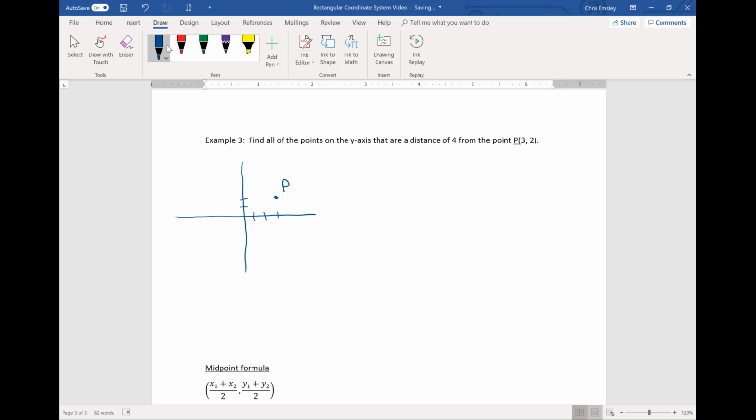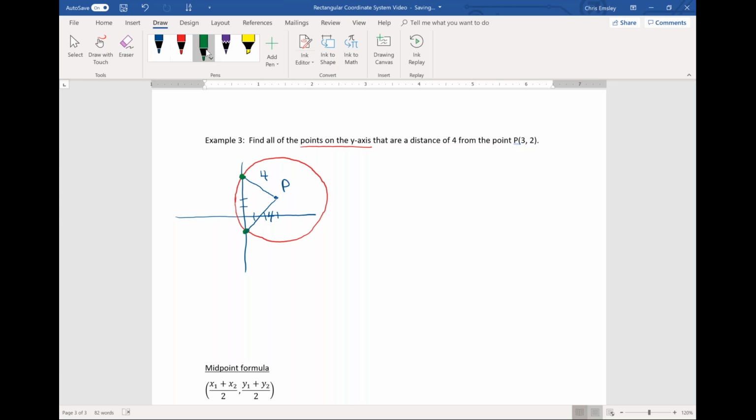And we are looking for all the points that are a distance of 4 away from this point we were given. So again, all the points that are 4 units away would make a circle. This time they are asking us for only the points on the y-axis. So that would be this one and this one. And they told us that that distance in this problem is 4.